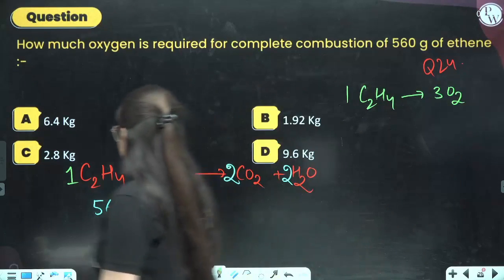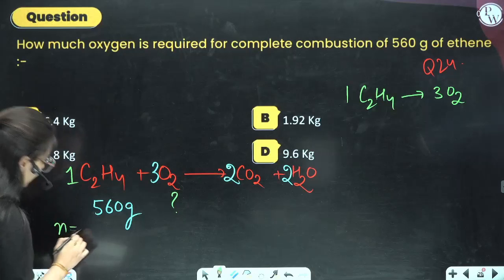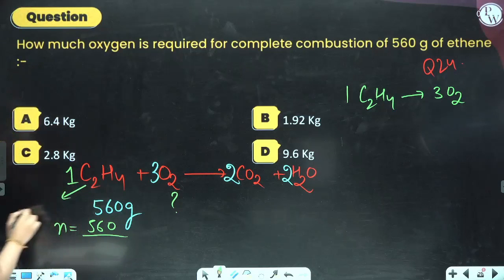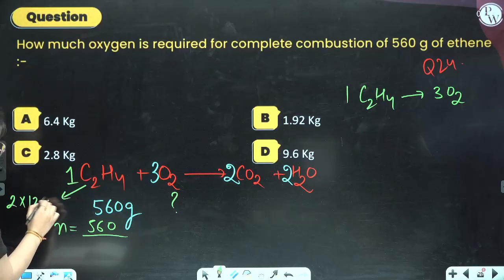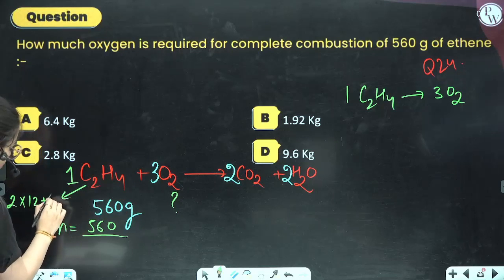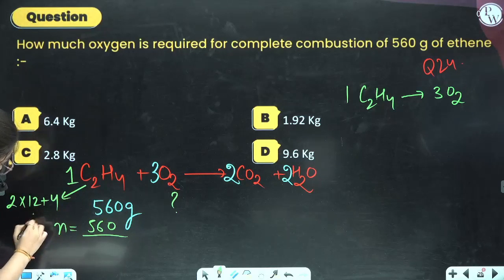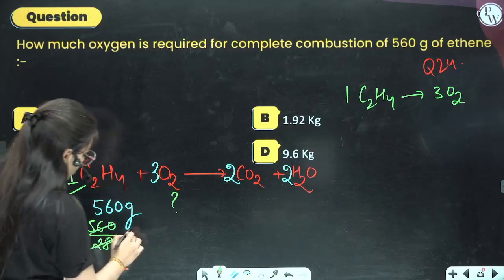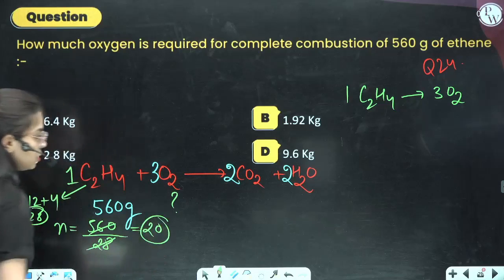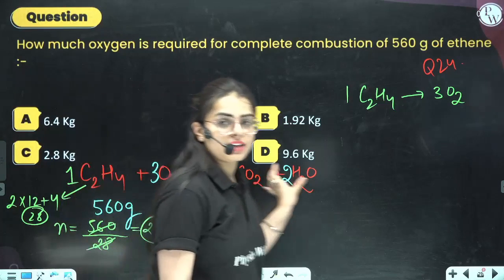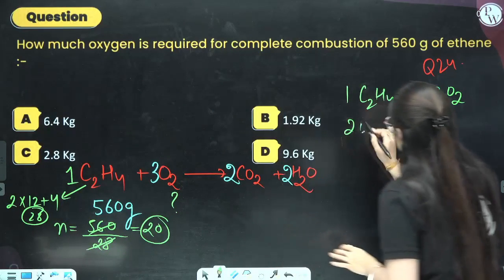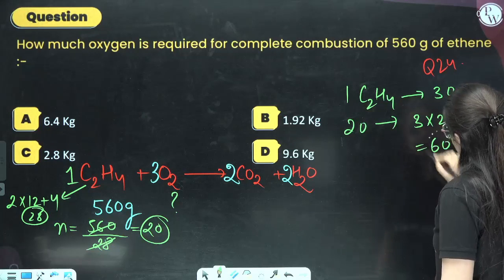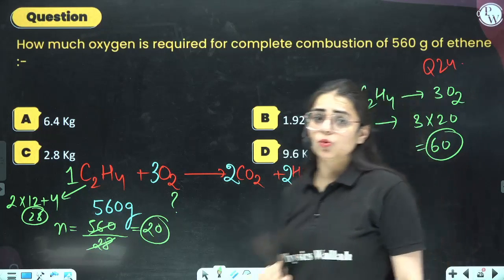So here, this is the given mass. Calculate the number of moles. Given mass is 560 by molecular mass. For 2 carbons, 2 into 12, and 4 hydrogens, so 4. It will be 24 plus 4, 28. So you'll calculate, it comes out to be 20 moles. So if 1 C2H4 reacts with 3 O2, then 20 moles will react with 3 into 20, that means 60 moles.